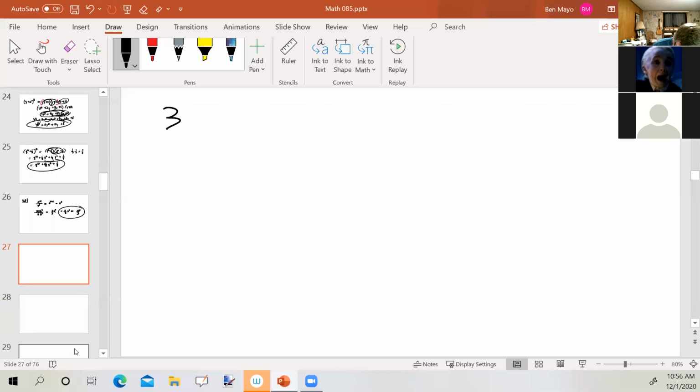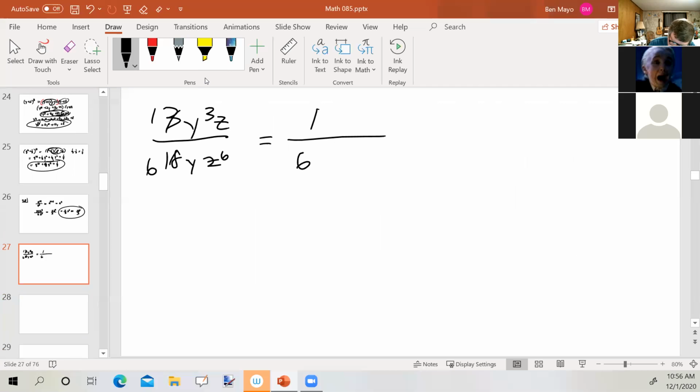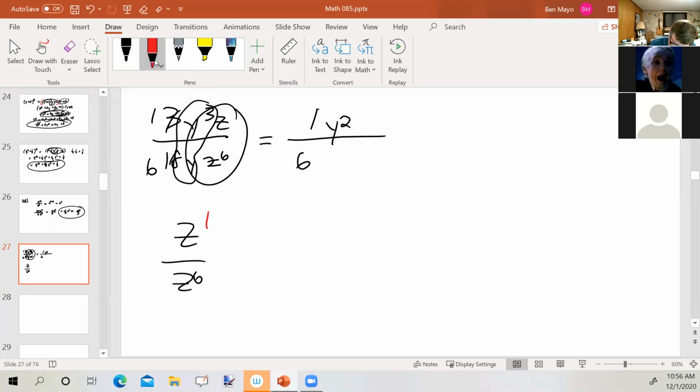Let's say we've got 3y cubed z over 18y z to the 6th power. Well, 3 over 18 reduces to 1 over 6. Y cubed over y would be y squared on top. Z over z to the 6th, well, that's like z to the 1 power over z to the 6th, which would be z to the 1 minus 6, or z to the negative 5 power.